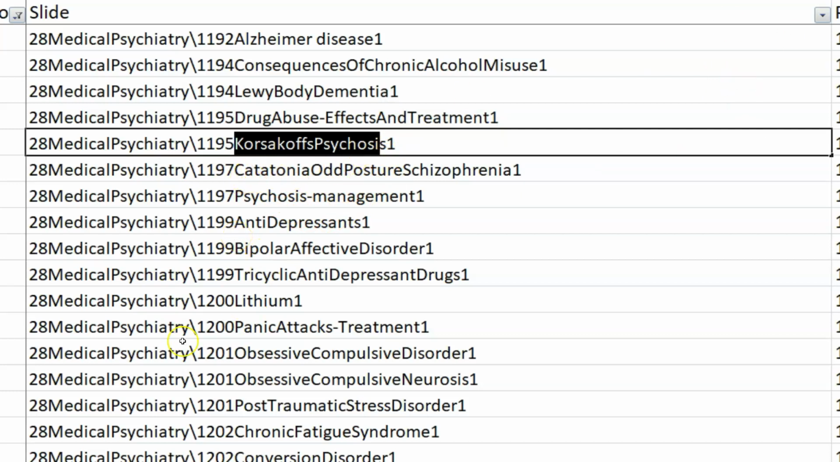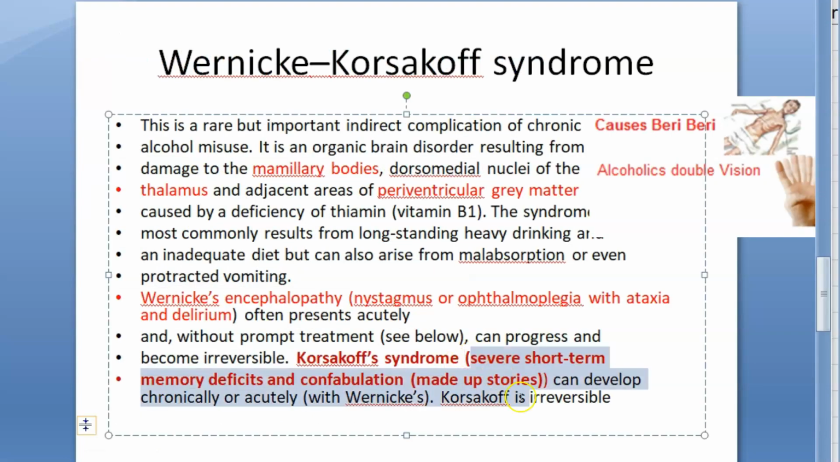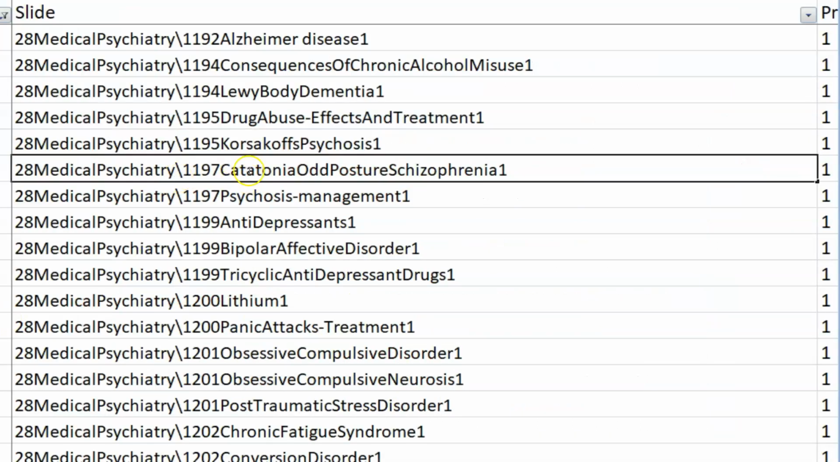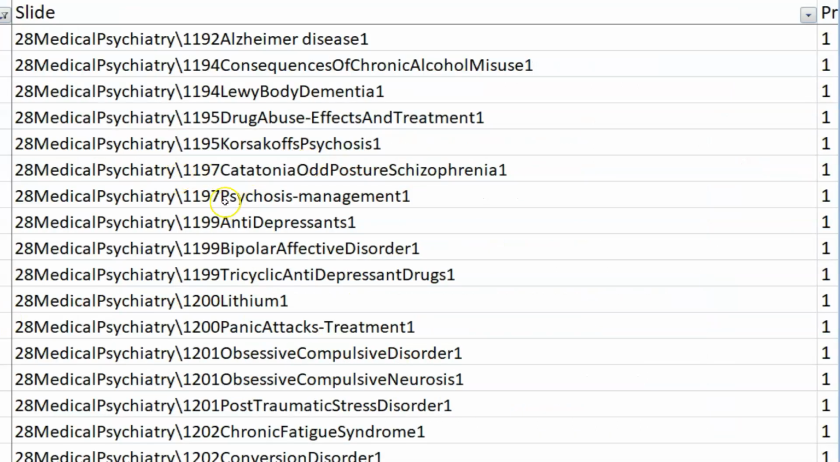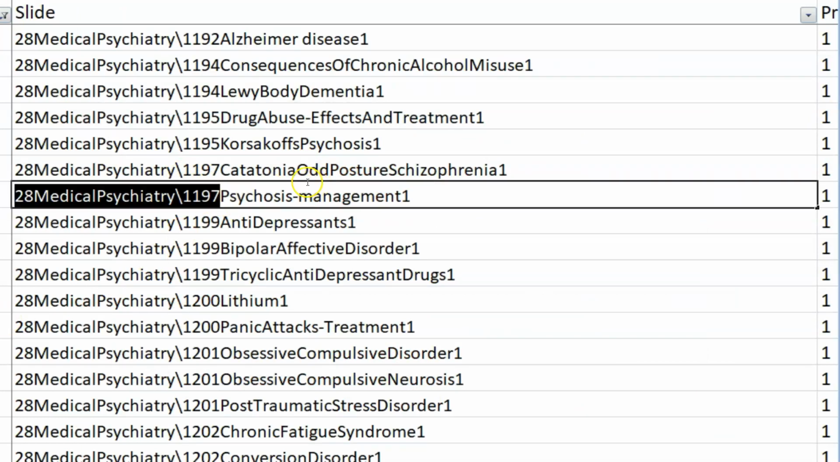Korsakoff's psychosis is important. Wait, let me show you. See, these people will have memory deficit and confabulation. They'll make up stories, okay? Memory deficit and they will make up nice stories. Then catatonia, we showed you in schizophrenia. Psychosis is nothing but schizophrenia, postpartum psychosis, etc. Basically, psychosis is a severe form that is difficult to treat.